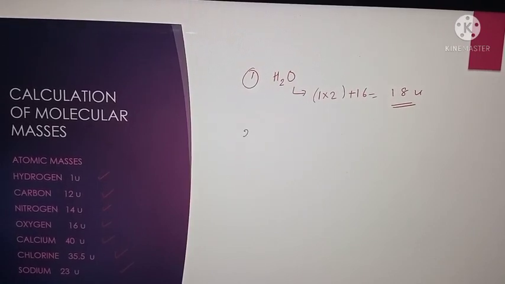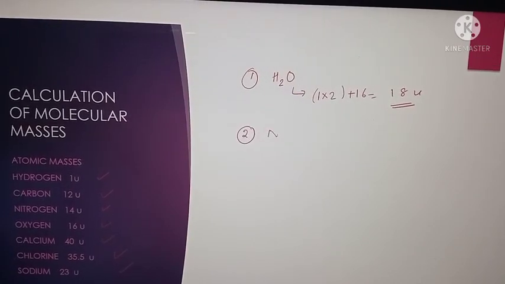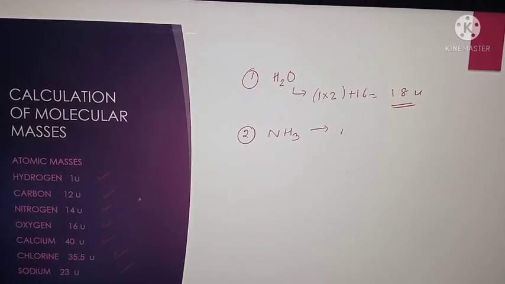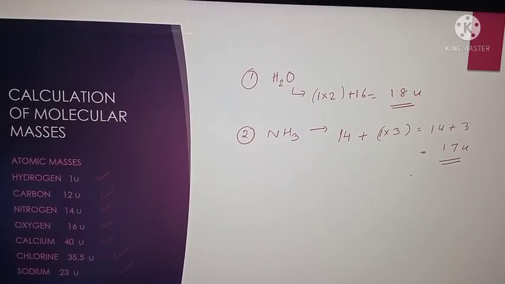Then let us take another molecule, that is ammonia, NH3. So how to calculate? What is the mass of nitrogen? You just check here. It is 14U, and hydrogen is again 1U. So let us take nitrogen mass, that is 14, plus hydrogen, that is 1 into 3. Take it together. So how much will it come? 14 plus 3 is equal to 17U. That is the mass of ammonia.